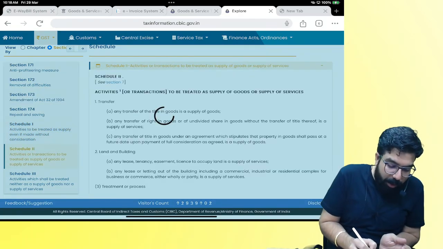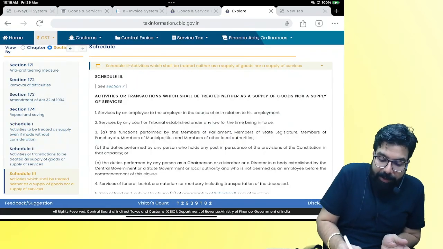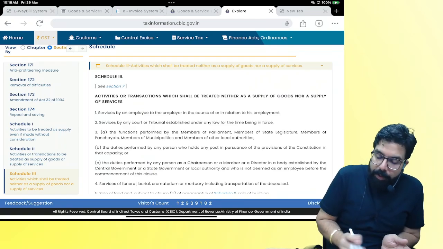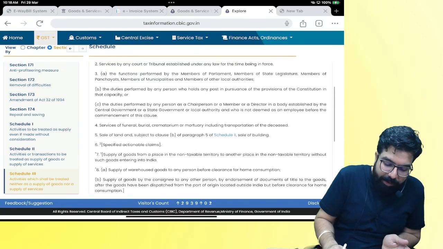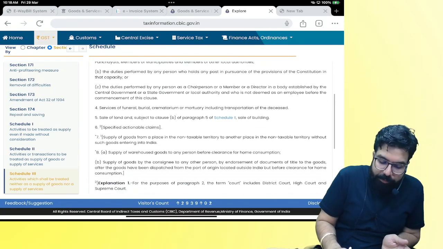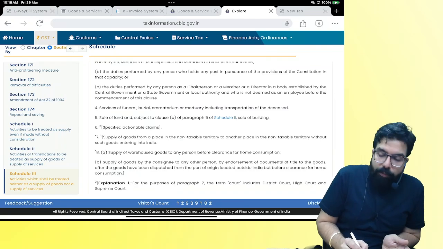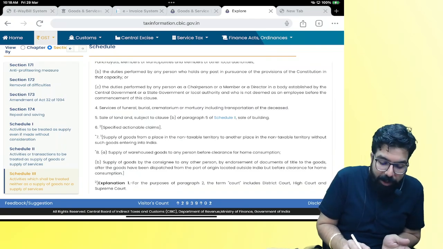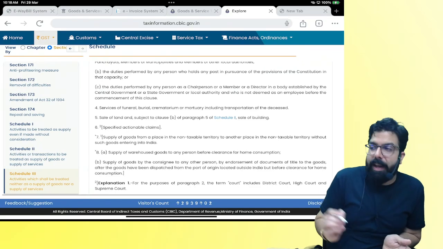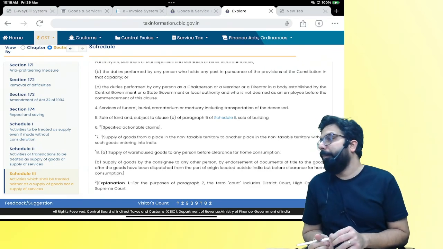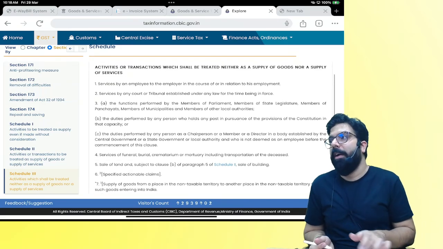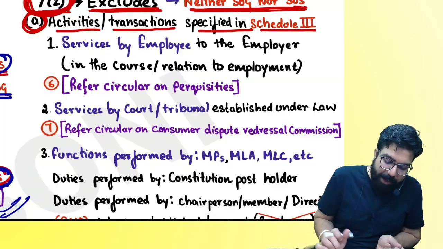Now we are going to learn, see here, activities or transactions which shall be neither supply of goods nor supply of services. And here we have how many activities, everyone? 8. But for intermediate level, we'll be learning only till 6. 7 and 8 become a part of your CA final. Can I go ahead, everyone? So we'll be learning only 6. Please come back, everyone. Let's read.